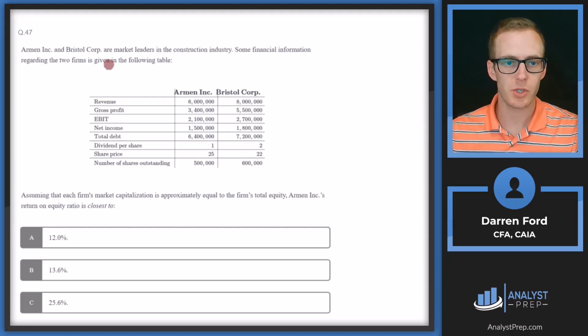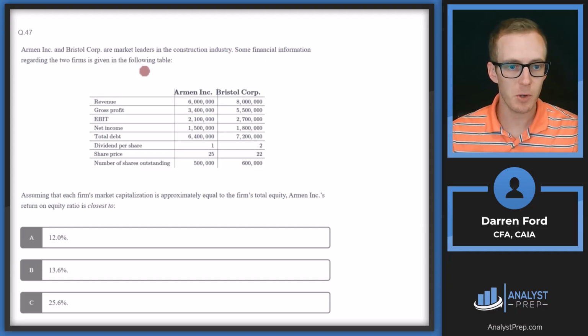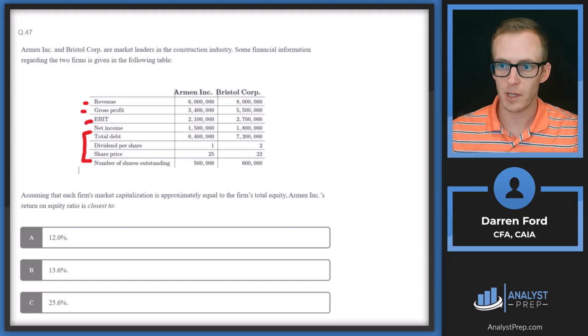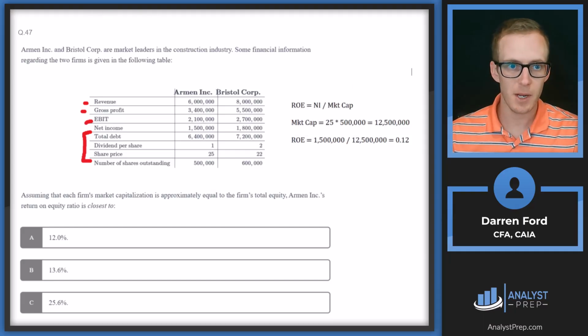Armin Incorporated and Bristol Corp are market leaders in the construction industry. Some financial information regarding the two firms is given in the following table. So we've got some income statement information as well as balance sheet info down here. Assuming that each firm's market cap is approximately equal to the firm's total equity, Armin Incorporated's return on equity ratio is closest to. So our ROE formula is going to be our net income divided by market cap.